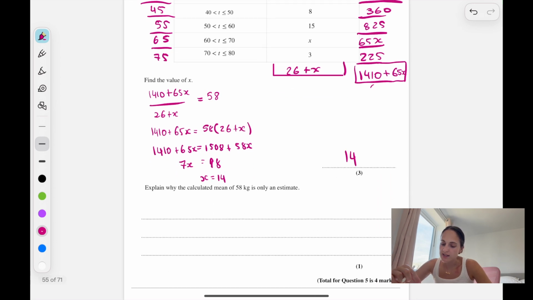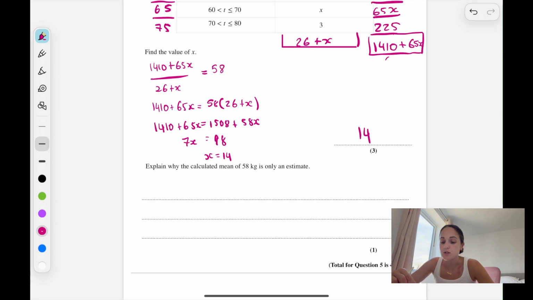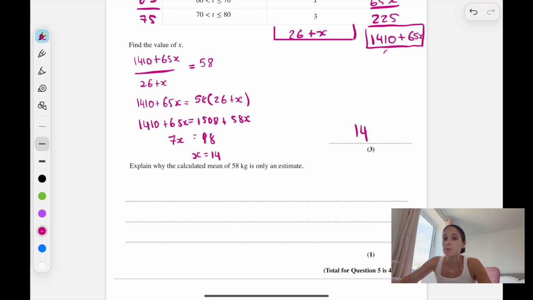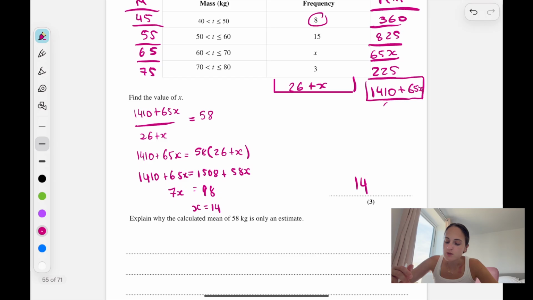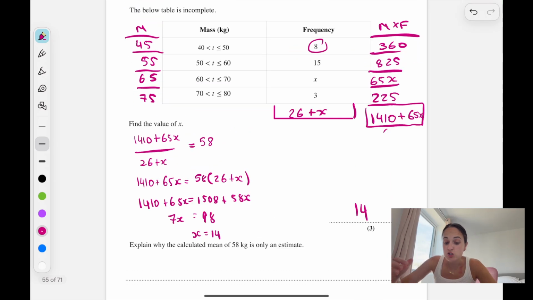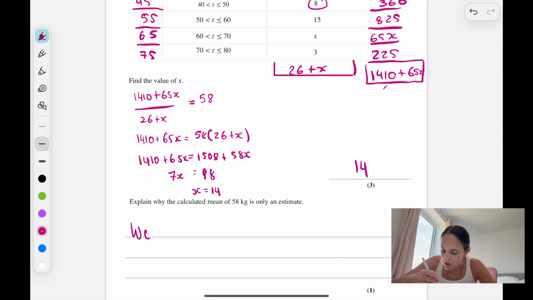It says, why is the calculated mean of 58 kilograms only an estimate? That's because we've used the midpoint to represent each class. Now, it's saying that 8 people are between 40 and 50, but suppose those 8 people all had a mass of 50 kilograms, then it wouldn't be accurate to say that the mass is 45 for each of those people. So we've got a bit of an underestimate. So the reason why it's only an estimate is because we have assumed each person has a mass which is the midpoint. So I'm going to put we have used midpoint.